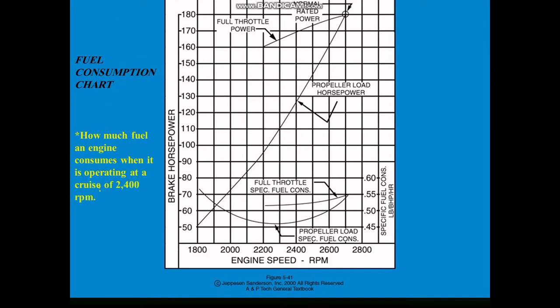After that, we will see the third chart, and it is called the fuel consumption chart. Here we have a question: how much fuel does an engine consume when it is operating at a cruise of 2400 RPM? We will go to this chart. You will find the 2400 RPM. Now you will make a line until you intersect with the specific fuel consumption. Now we have this intersect.